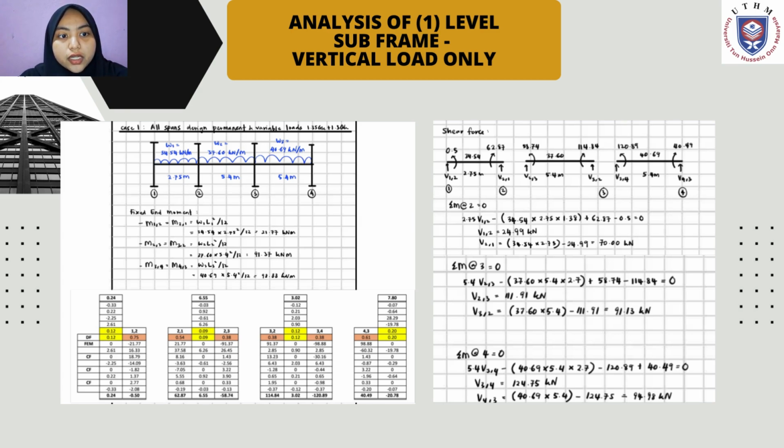So we proceed with the shear force calculation, which is to determine the V21, which we get 70 kilonewton, and then the V32 is 91.13, V23 111.91 kilonewton, and then for V12 24.99 kilonewton, V34 124.75 kilonewton, and lastly V43 94.98 kilonewton. So lastly, we have to construct the shear force and bending moment diagram for the vertical load only.